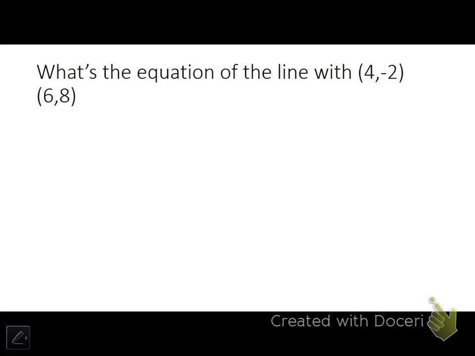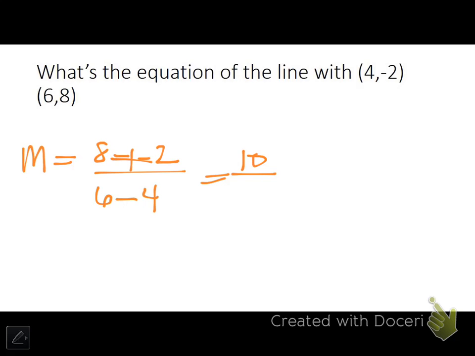Okay, what's the equation of the line with 4, negative 2, 6, 8? Remember, we always have to find slope first, and that's y2 minus y1 over x2 minus x1. So we're going to do y2 minus y1. That's the part people mess up on. You always have to have a minus, plus it's a negative, okay? And then x2 minus x1. So these two negatives change to a positive. So we got 10 over 2, which is 5.